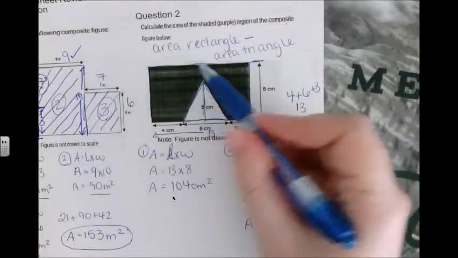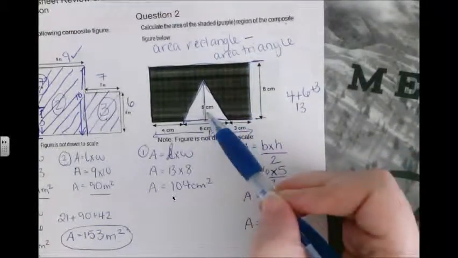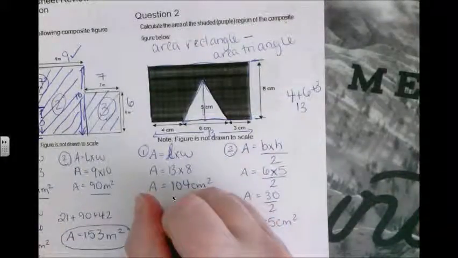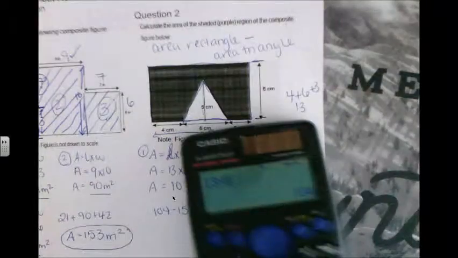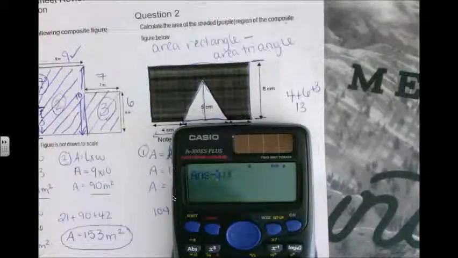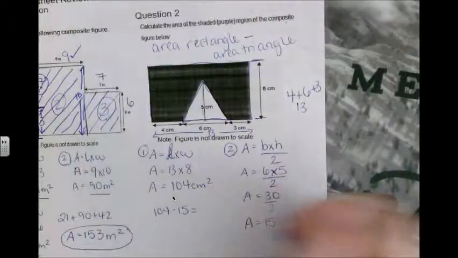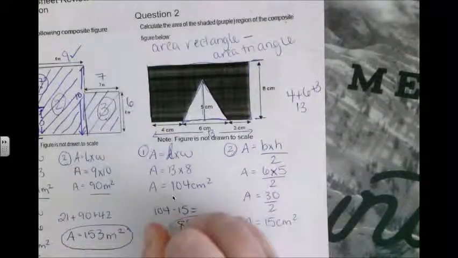All right, and in this case, we're going to do 104 minus 15 because you want the area of just the shaded part. The area of the rectangle that we had was including this triangle. It's like we're cutting that triangle out. So we're going to do 104 minus 15. If you need to check on your calculator, 104 minus 15 is 89. And if you check your answers on the back, you should have had that the composite area was 89, and you have to include your units, centimeters squared, and then you circle your answer.